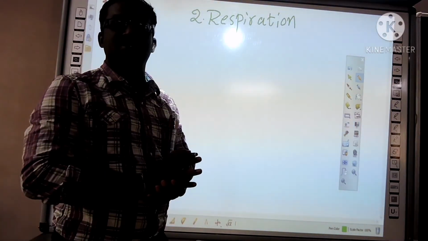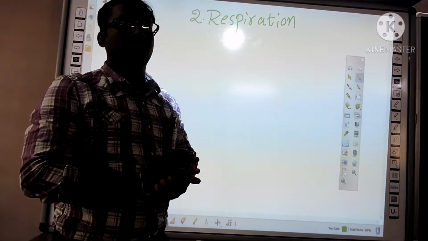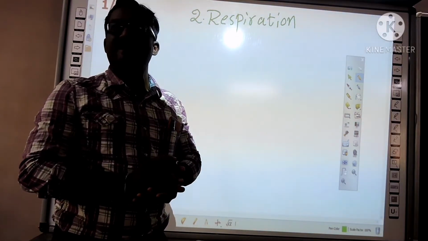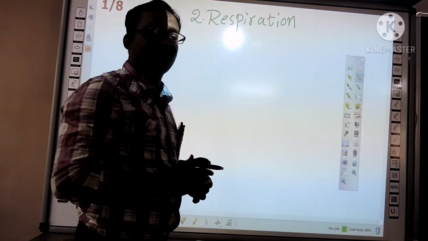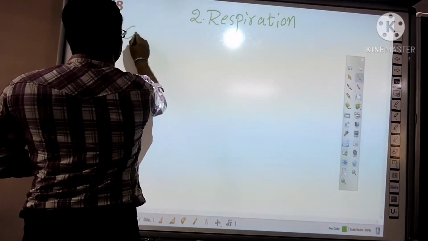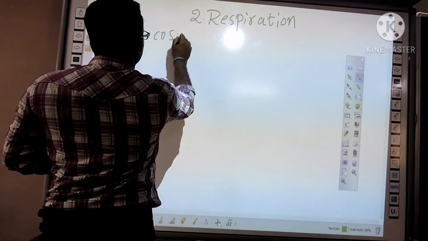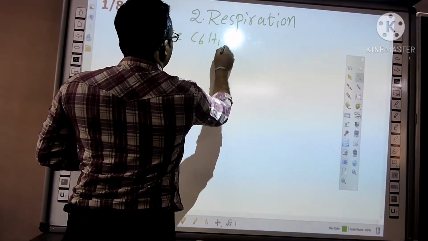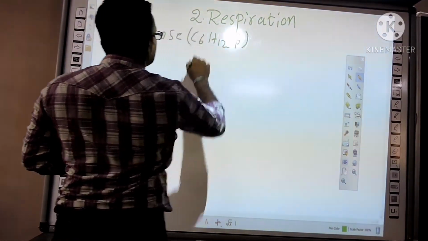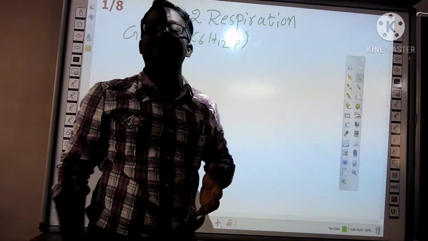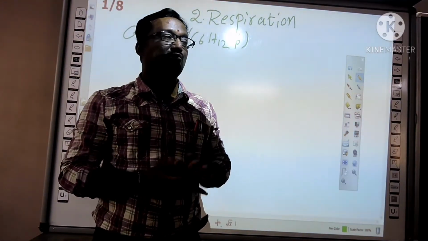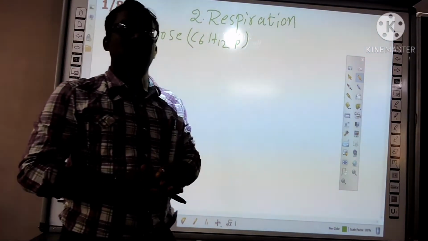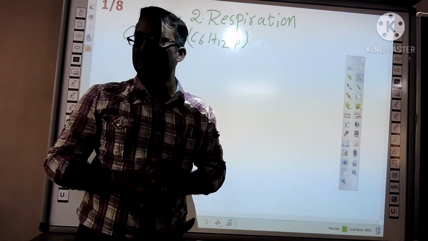Today's topic is respiration. In the nutrition lesson, at the end of photosynthesis, glucose is formed. Glucose, C6H12O6. So glucose is the energy currency. That means it has the energy.